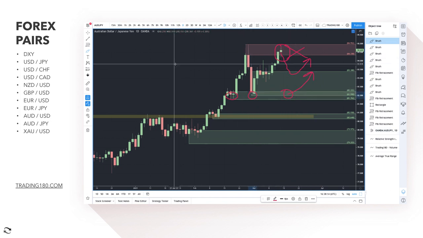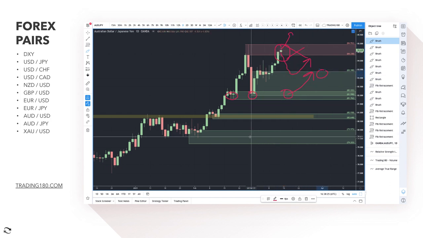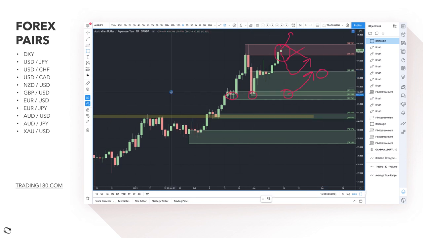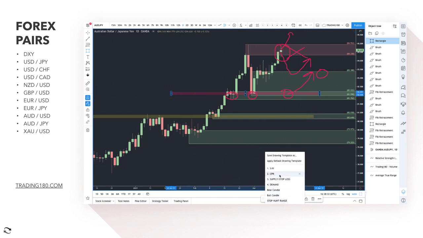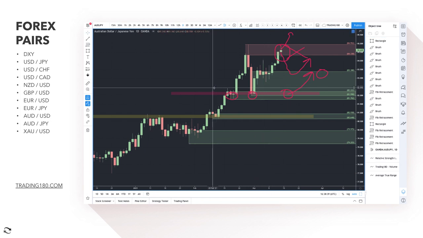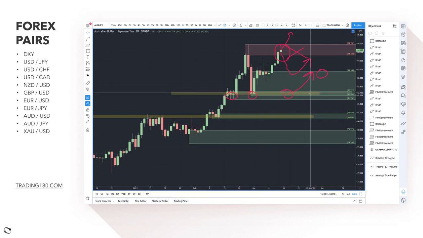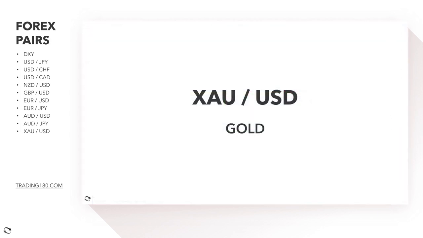Second touches are fine. So I think my long-term bias is to buy the Australian dollar, but I'm waiting for a pullback. If this goes through there, then that'd be even better. Then I just wait for pullbacks into this 83 area as the optimum trade. And I'm going to draw also a bit of horizontal support in that area there. Let me just change the color on that. There we are.